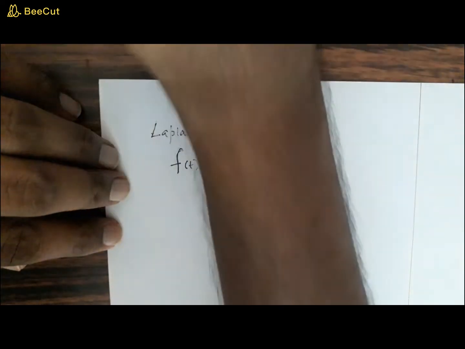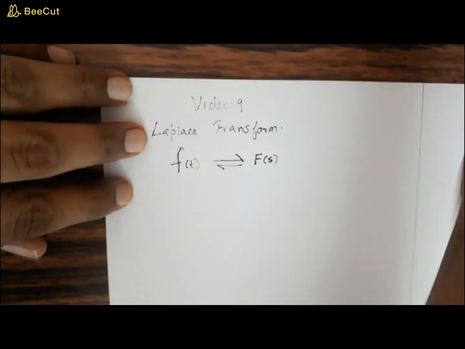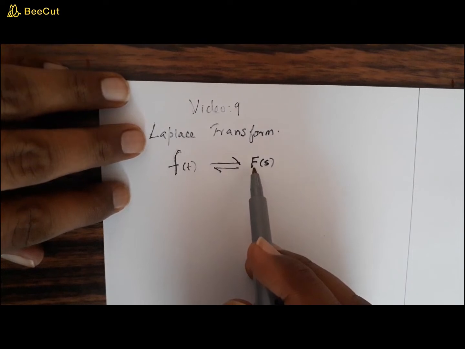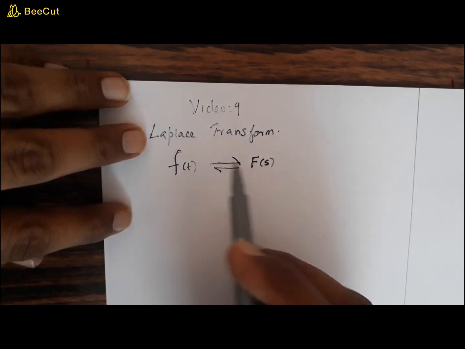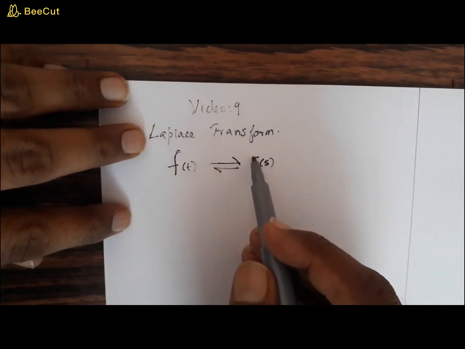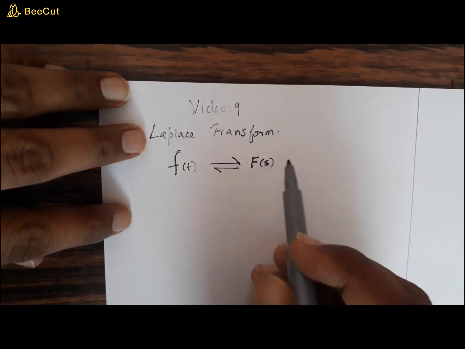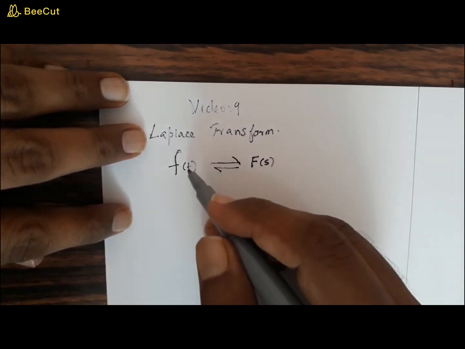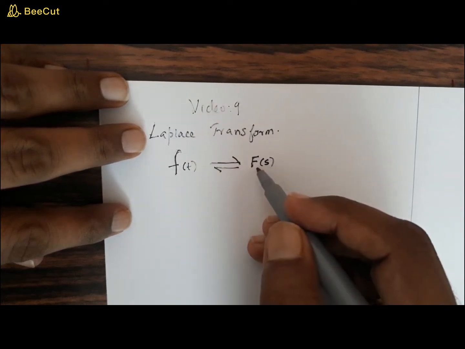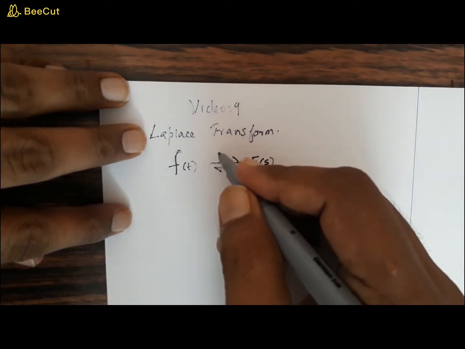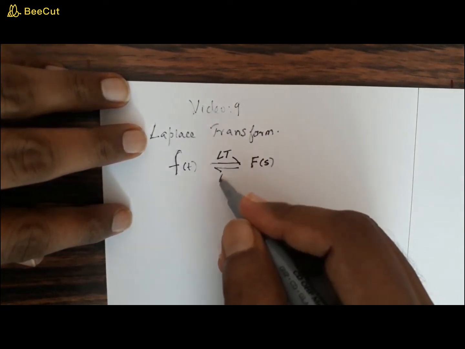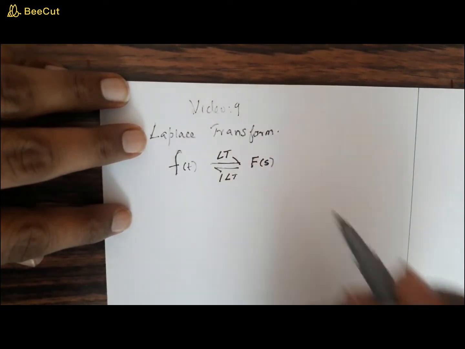So you have a function f of t, as shown here, whose Laplace transform is given as F of s. That is, you can transform a function to another function in the S domain, and similarly, if you have F of s, you can have the transformation from S domain to T domain. This transformation we call the Laplace transform, and this one is called the inverse Laplace transform.